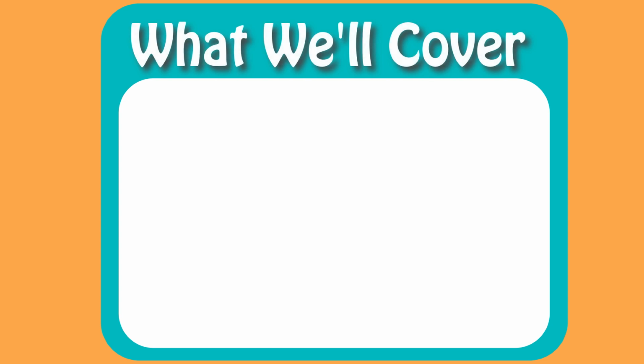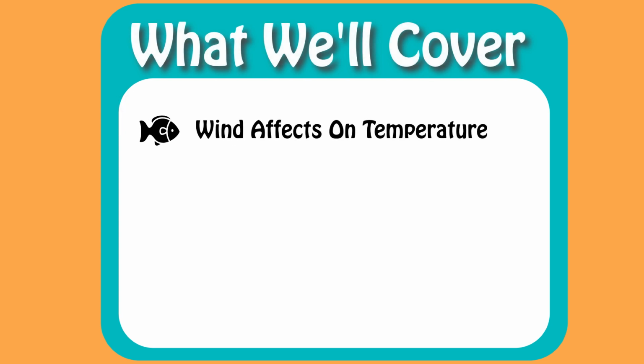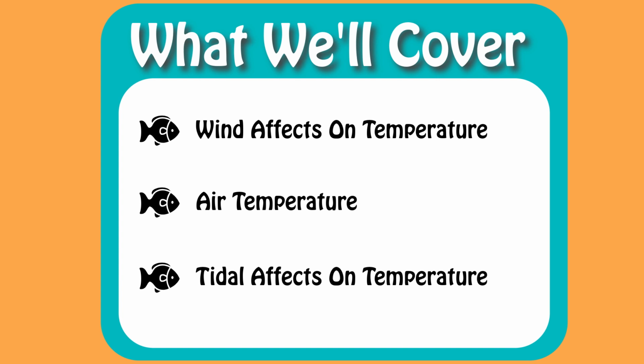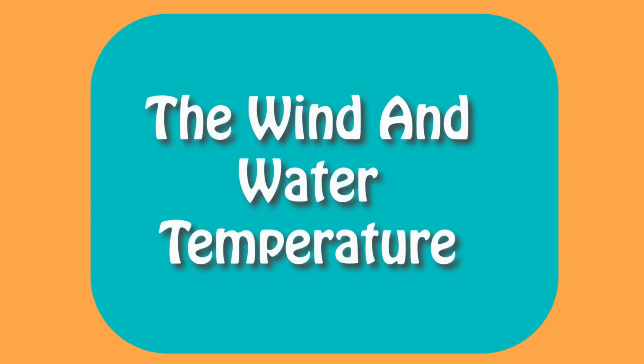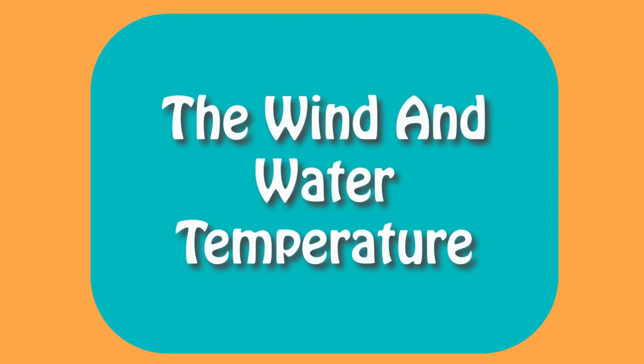We'll start with discussing the wind and the pivotal part that it plays on water temperature. We'll then take a look at air temperature and its knock-on effects on the water. Finally, we'll take a look at one of the lesser-known effects of tide and its relation to water temperature. So, let's start by jumping straight in and discussing how important the wind can be.